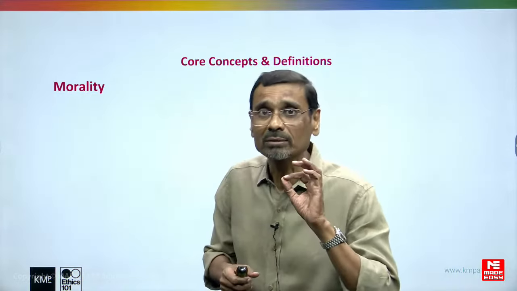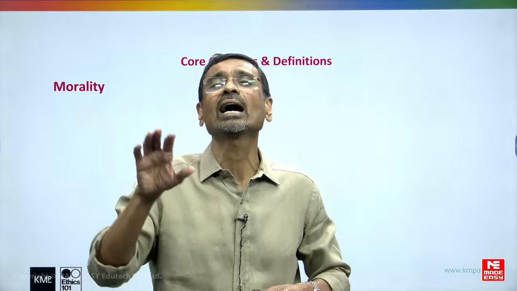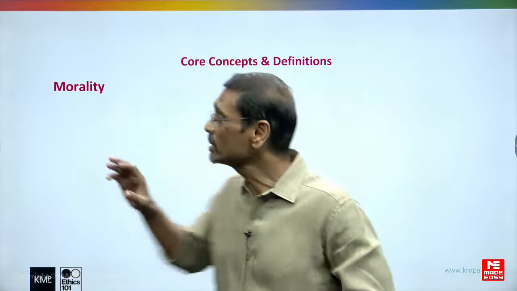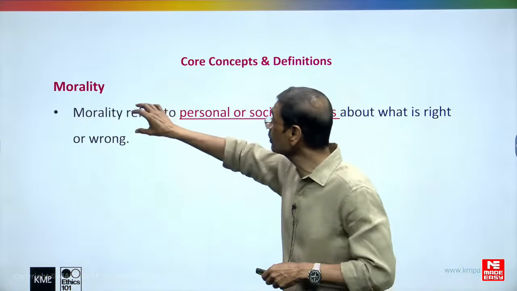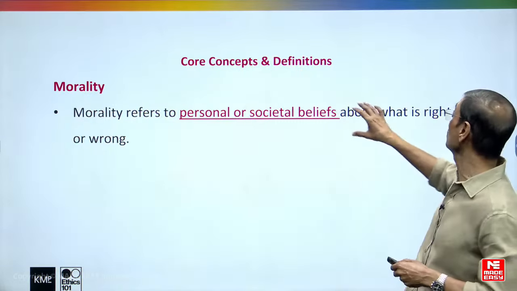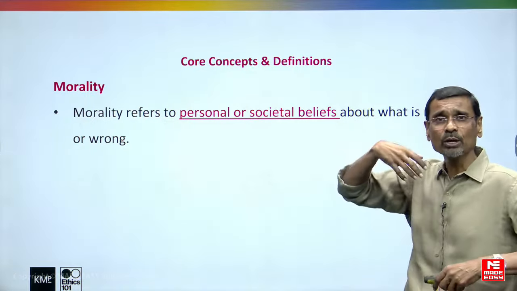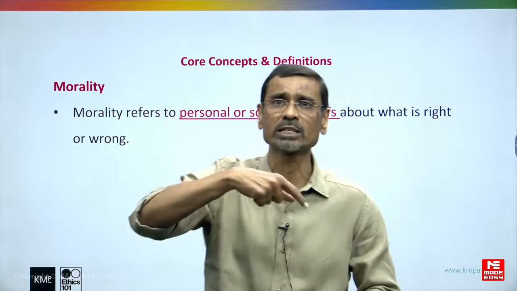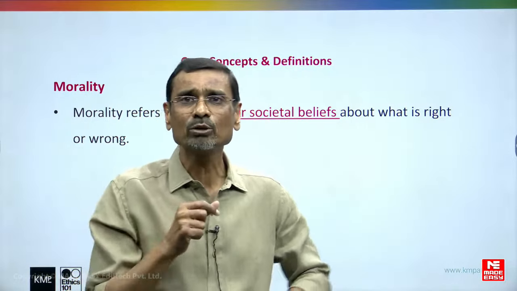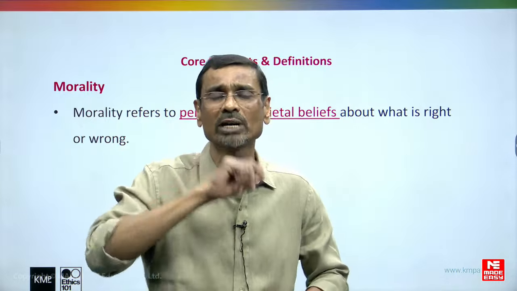Now this is a tricky one. Acha, we have two kinds of life, professional and personal. Ethics is all about the professional part. Now let's come to morality. Morality refers to personal or societal beliefs about what is right and what is wrong. So it's about societal, personal. We all have a personal sense of right and wrong. And sometimes you notice your sense of right and wrong is very different from your father's and mother's sense of right and wrong also.